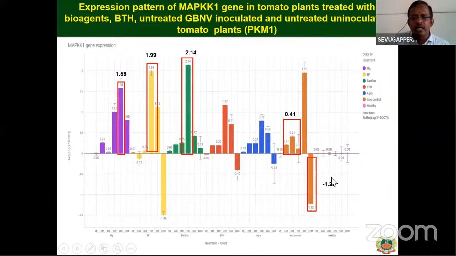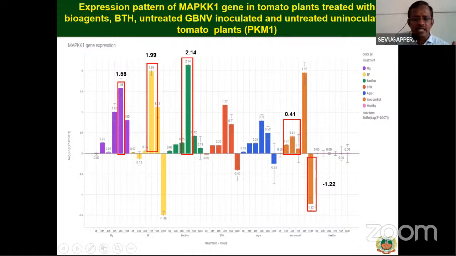For example, there was a down regulation in the inoculated control, whereas at 0, 24, 48, 72, 90, up to 120 hours, that is after 5 days, the gene expression was detected. The study indicated that the expression of the defense-related transcript genes was higher in the case of Bacillus cells applied on the leaf surface. The same trend was also observed with the agroinfectious clone which was applied here, at 1.58 and 1.99.